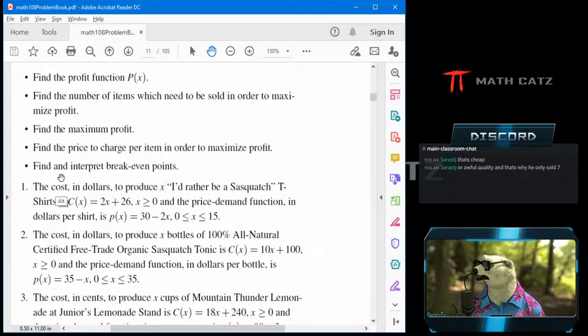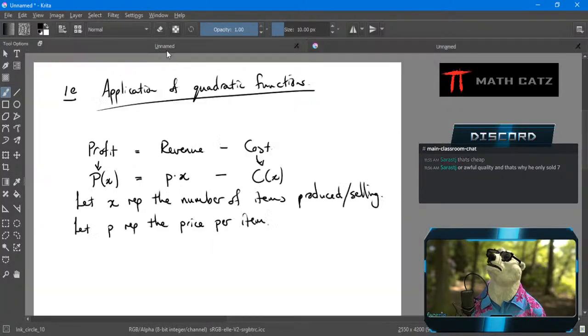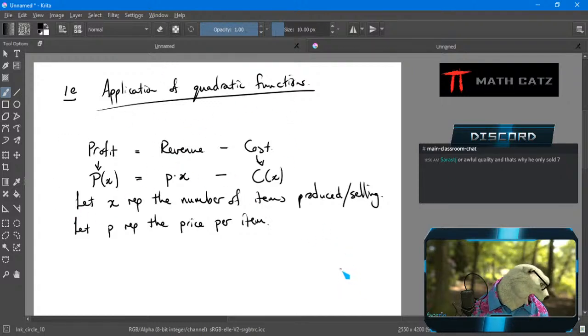Lastly, we want to find and interpret the break-even point. Okay, so now let's suppose I have analyzed the situation before deciding to make these t-shirts so that I can decide, well, am I even going to make a profit? Is it worth it? Is the profit going to be enough for my liking? All those things. I should probably decide that first before going through all this hassle.